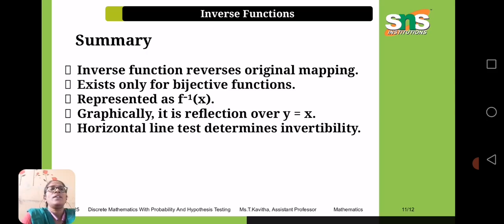Here the summary is: inverse function reverses the original mapping. It exists only for bijective functions, represented as f inverse of x. Graphically, it is a reflection over y is equal to x. The horizontal line test determines invertibility.